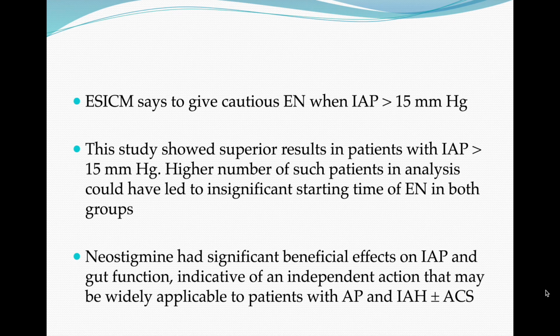A higher number of such patients in the analysis may have led to an insignificant difference in the starting time of enteral nutrition in both the groups, as both groups had very high IAP. So maybe there was a delay in starting enteral nutrition, but there are chances it could have improved. Neostigmine had significant beneficial effects on IAP. That was what we saw in the study, and on gut function, indicative of an independent action that may be widely applicable to patients with acute pancreatitis and intra-abdominal hypertension, with or without abdominal compartment syndrome.